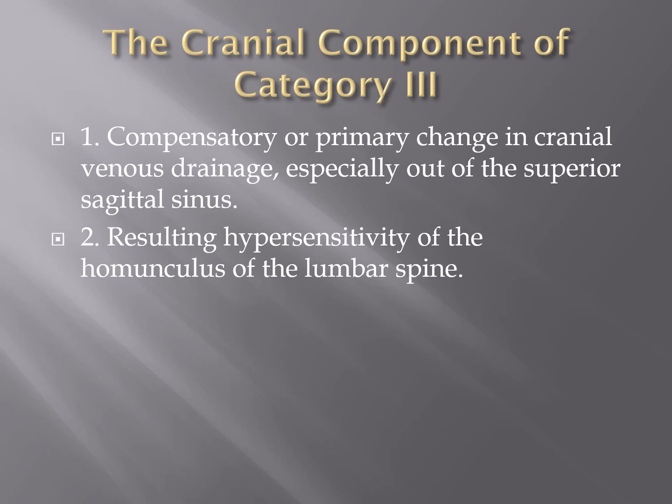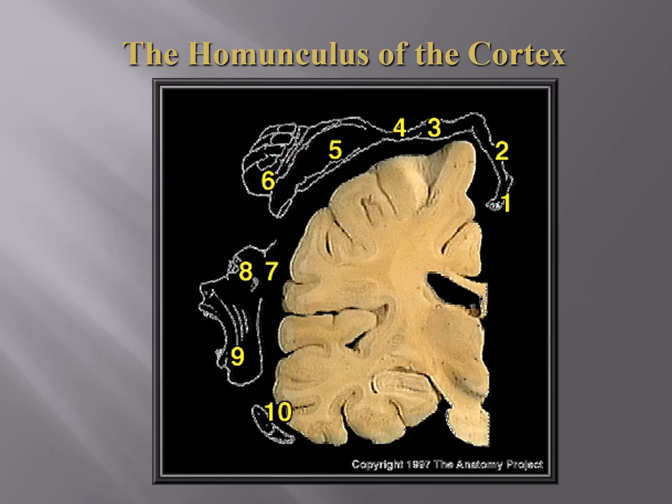Okay? And then finally, there is a cranial component. There's a compensatory change in cranial venous drainage, and it might not be compensatory. It might be primary, but I think it's usually compensatory, especially getting drainage out of the superior sagittal sinus, which I'll show you in a second. And what you get is the homunculus, the picture of the individual on the surface of their brain. I'll show you too in a second. And look at where the lumbar spine is on that homunculus, right in between number 2 and number 3 in this picture here.